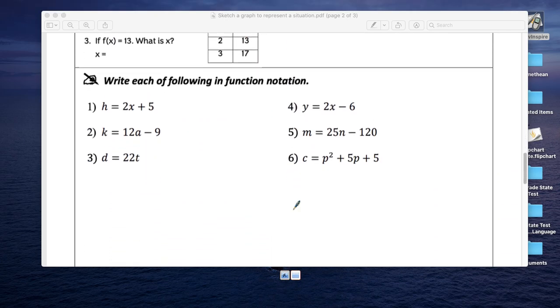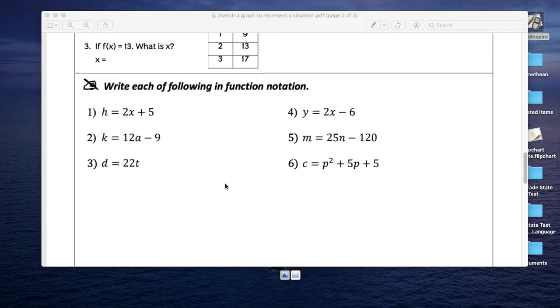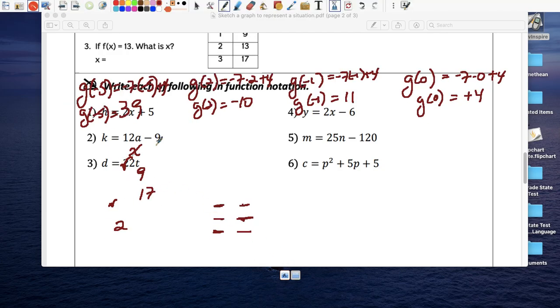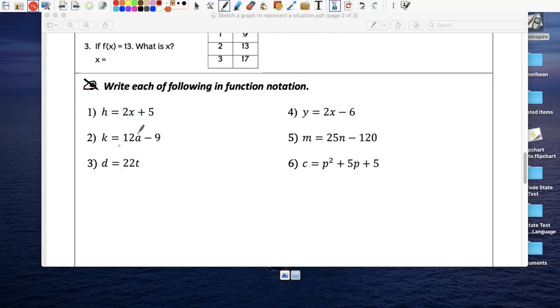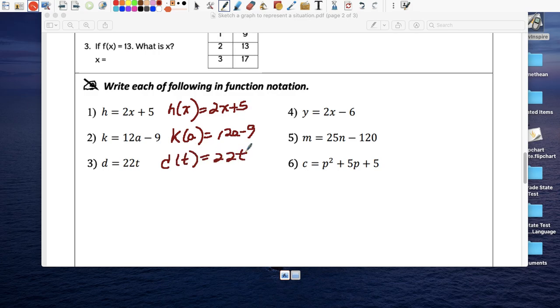And the last section, write that as a function. So basically, we're going to change that. So number 1, in function notation, this would be h of x equals 2x plus 5. That's all we're doing. k of a equals 12a minus 9. And then the last one, d of t equals 22t.